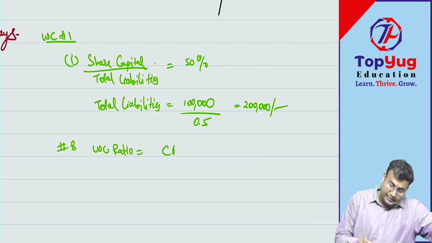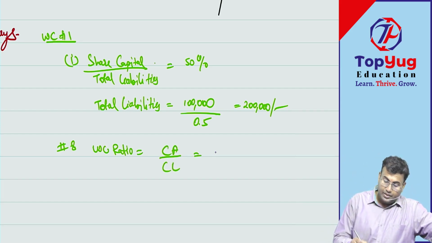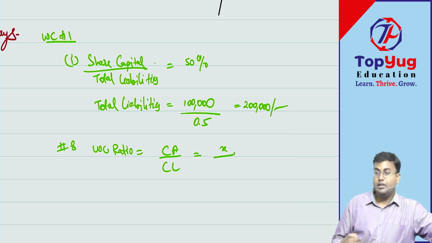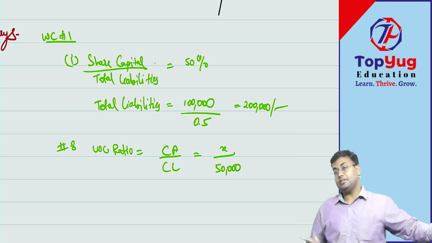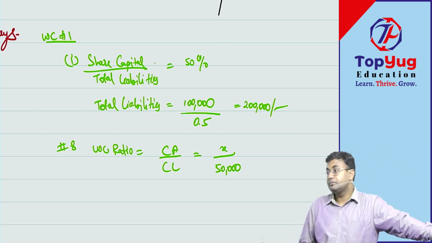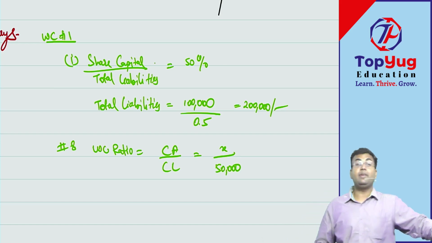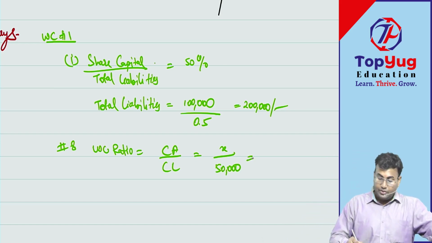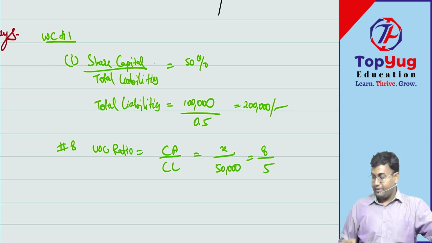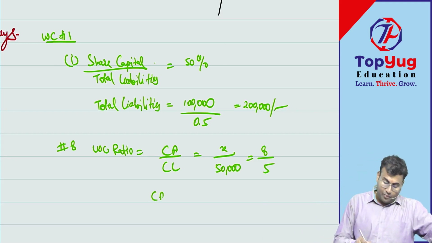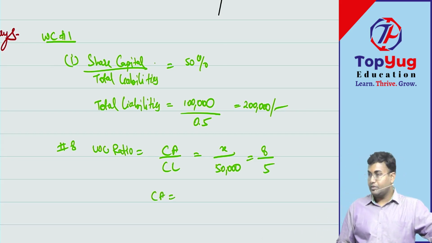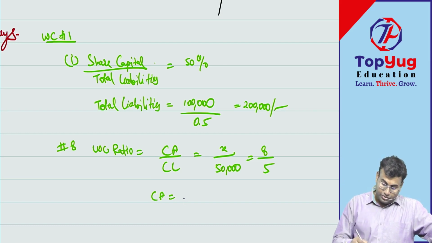So that is current assets by current liability. How much is my current asset? I don't know, X. How much is my current liability? 50,000. How do you know it is 50,000? You have creditors as the only item in current liabilities, so it is only one item. 8 by 5. So how much would be current asset? Solve this equation. It will be 80,000.